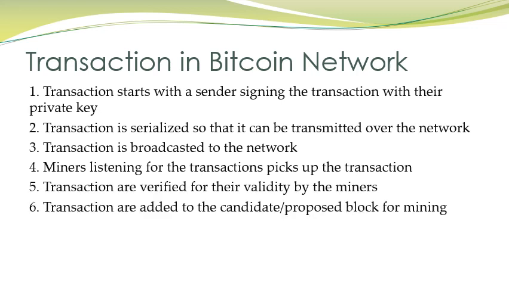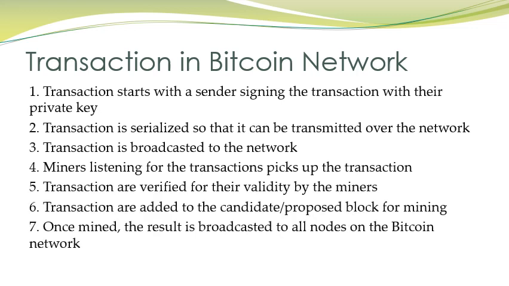So this is how the transactions are processed in the Bitcoin network. What we have studied with an example from the user's perspective is how transactions are processed in the Bitcoin network with wallet software. The transaction starts with the signing by the sender. The sender will sign the transaction with its private key. Then it will provide the public key for verifiers or miners, and the transaction is serialized so that it can be transmitted over the network.